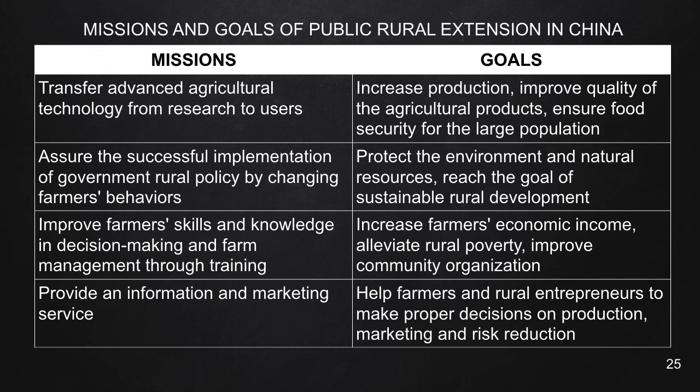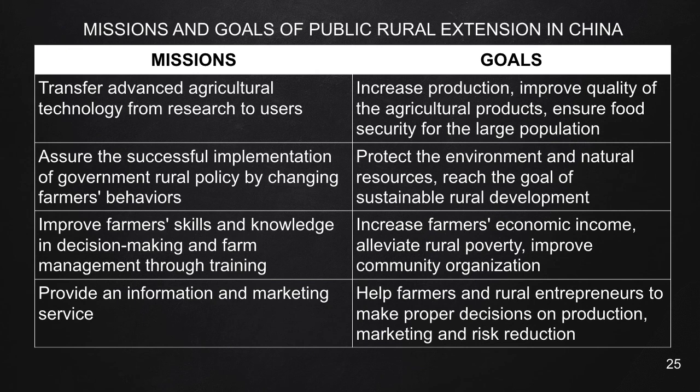And here are the missions and goals of public rural extension in China. For example, the mission is to transfer advanced agricultural technology from research to users. The goal is to increase production, improve quality of the agricultural products, and ensure food security for the large population. One example of a mission also is to assure the successful implementation of government rural policy by changing farmers' behaviors. The goal of that mission is to protect the environment and natural resources, and reach the goal of sustainable rural development.